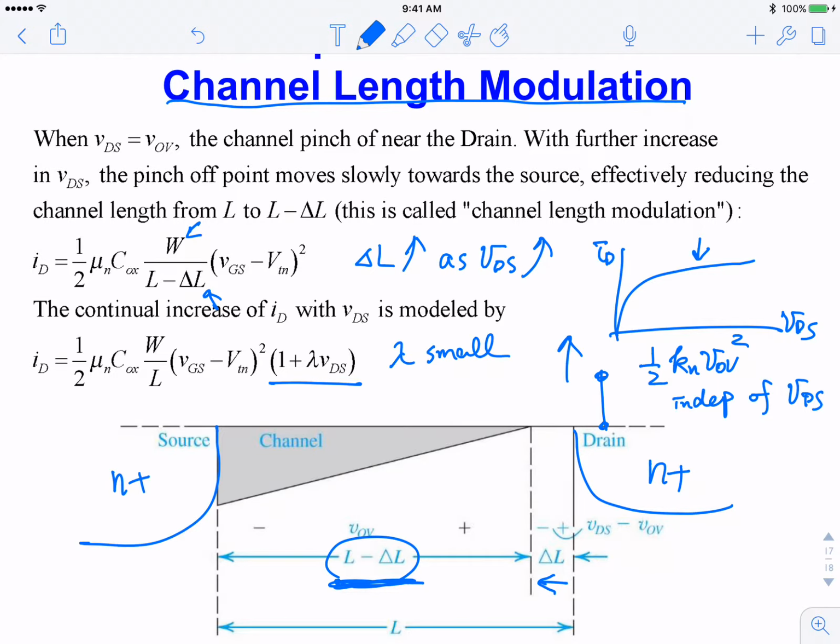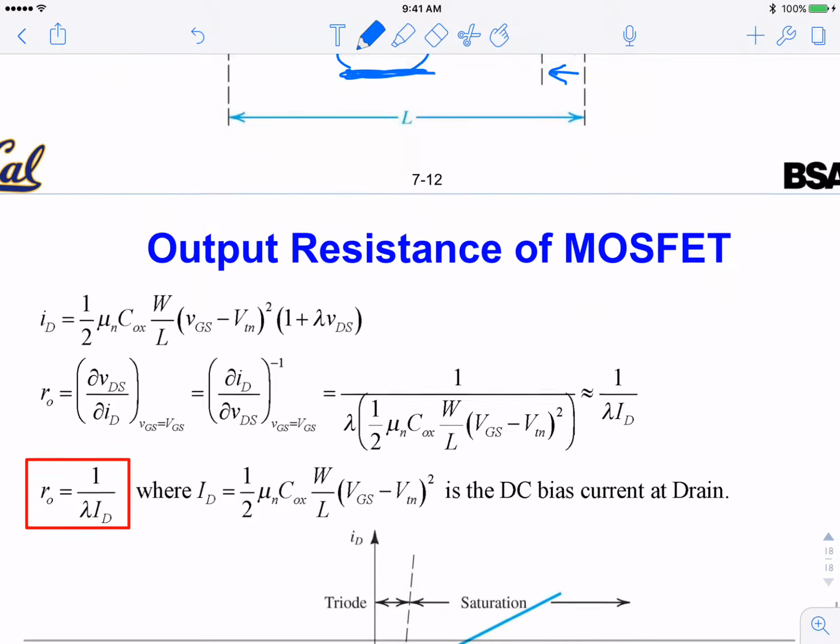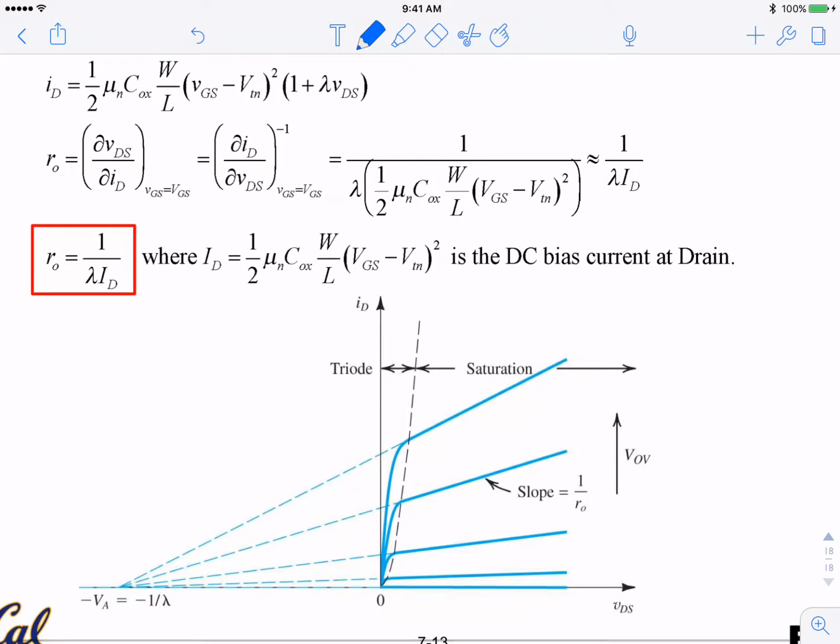Okay? So the complete equation just becomes more complicated. And you can see you have a finite slope now, rather than zero slope. And you can extrapolate it to some artificial voltage, which is equal to 1 over lambda on the negative voltage side.